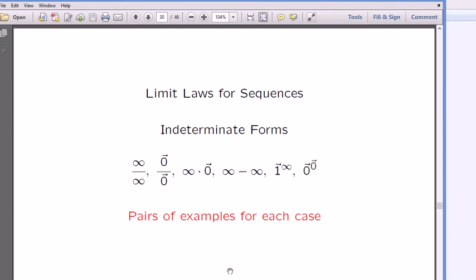All right, so here's what we're going to do. Why is this called indeterminate form? Is it not because it's undefined? 0 divided by 0 is undefined, right?